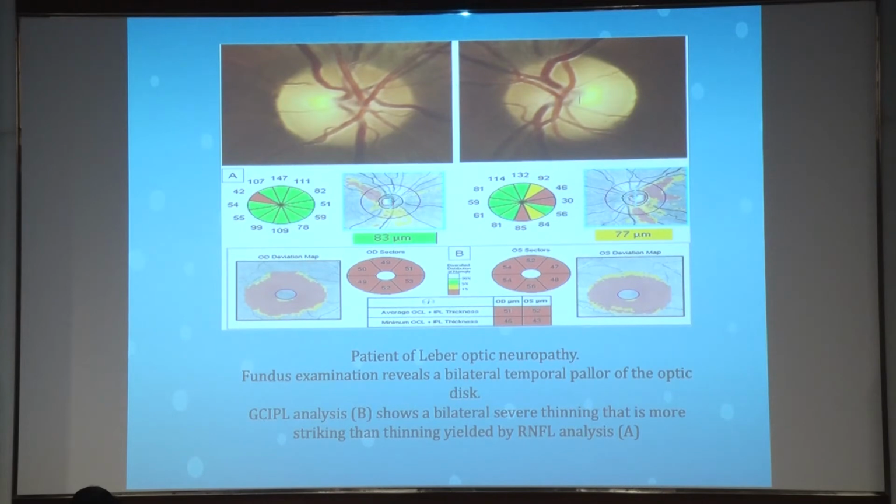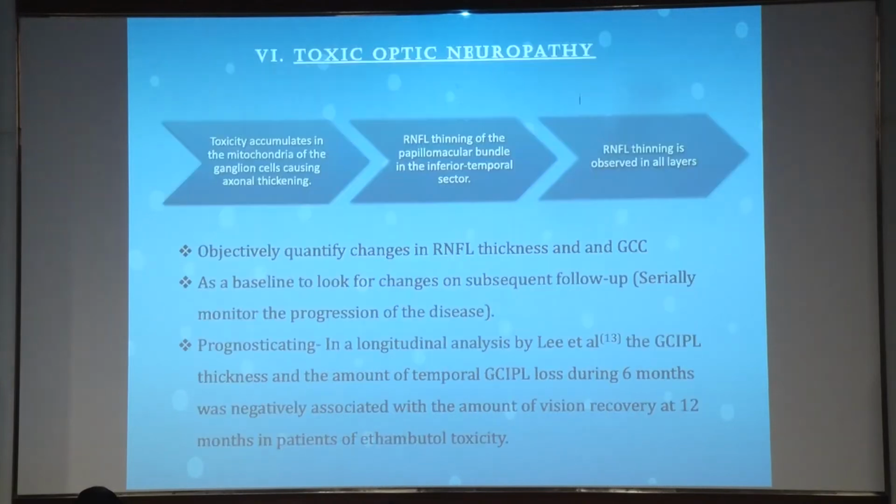In another patient of LHON, we can see temporal thinning. The GC-IPL analysis is showing a marked thinning, which is more striking than the thinning we have picked up on the RNFL analysis.